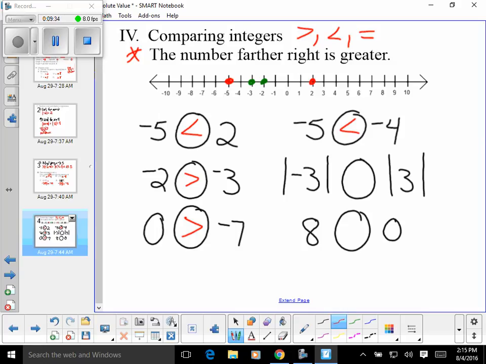Oh, example 4. There's those absolute value signs. Remember, these act like grouping symbols. We have to do that first. The absolute value of negative 3 is 3. The absolute value of 3 is 3. Now we're comparing 3 with 3. They are the same distance away from 0, so they have an equal location. They're equidistant. And our last example is to compare 8 with 0. Yes, 8 is greater than 0. And this is the conclusion of today's lesson.